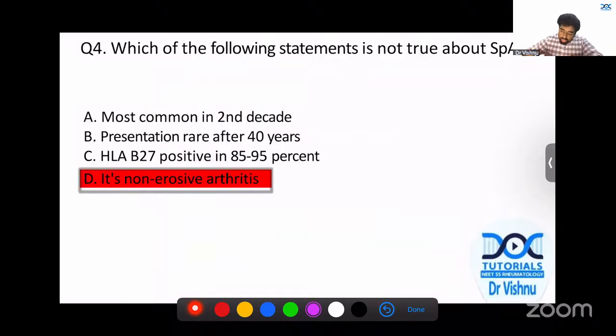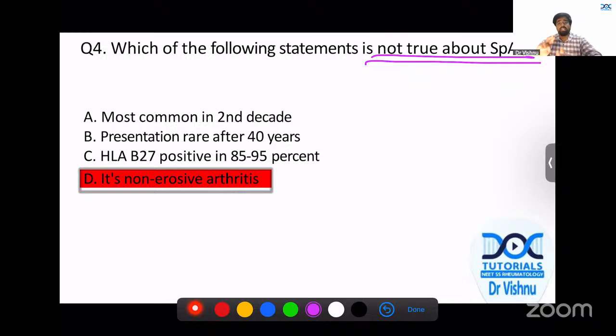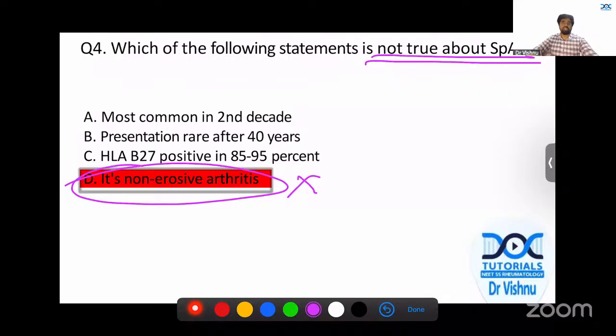So, which is not true about spondyloarthropathy? Again, we discussed in that particular example, same, very similar question, right? There I discussed lower limb predominant peripheral erosive arthritis, asymmetric arthritis. This is what we discussed, right? So non-erosive arthritis is not a true statement. It usually occurs in young males, HLA-B27 association, presentation rare after 40 years, almost the same question, right?